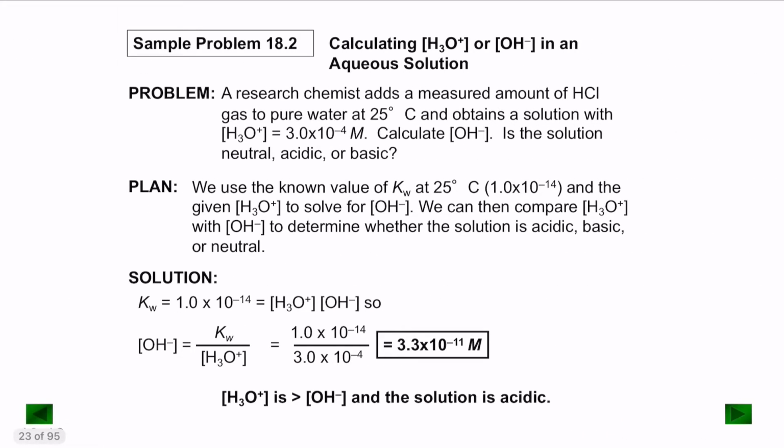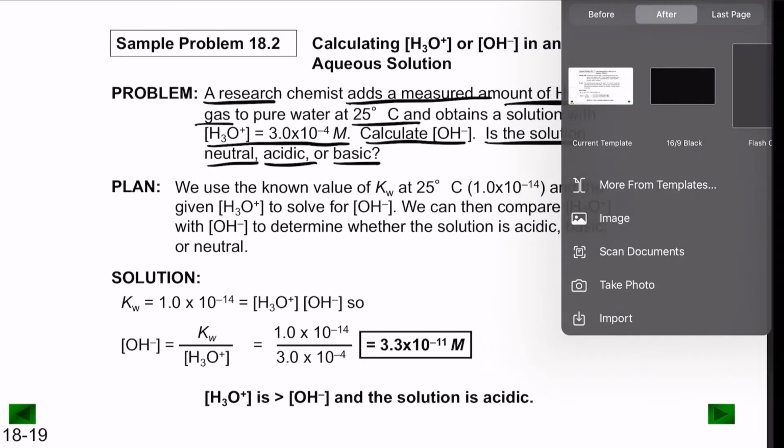So let's take an example. What is given here? A research chemist adds a measured amount of HCl gas to pure water at 25 degrees centigrade and obtains a solution of H3O+ with a concentration of 3.0 times 10 to the negative 4. Calculate OH- and is the solution neutral, acidic or basic?